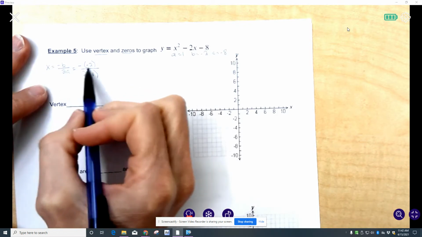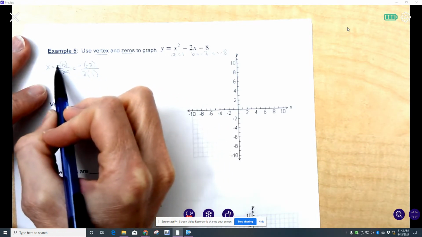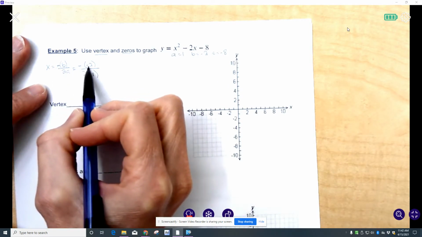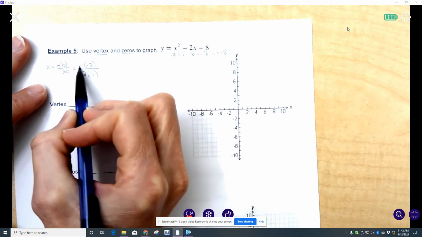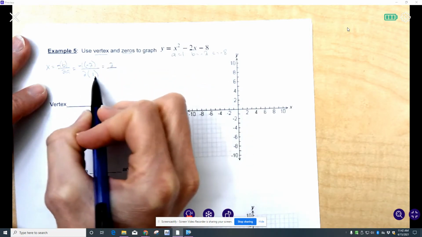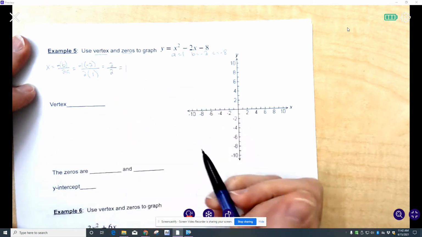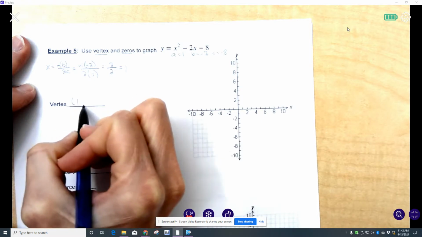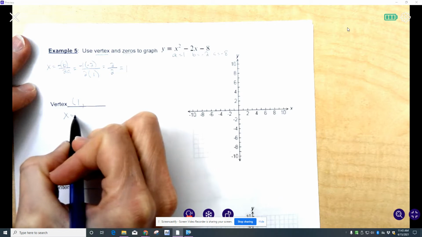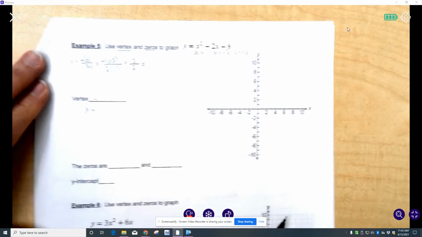Make sure when you're substituting in your b here, you wrap it up in parentheses. This is a perfect example of why, because I have a negative times a negative. That's like -1 times -2, which gets me +2. In the denominator, 2 times 1 is 2. 2 divided by 2 is 1. So that's half of my vertex, and it's also my axis of symmetry. I'll write that in, even though this problem does not ask for the axis of symmetry.